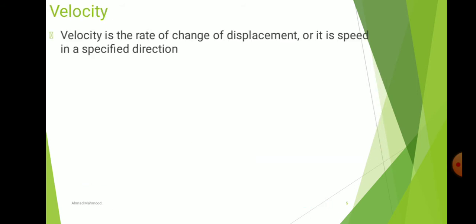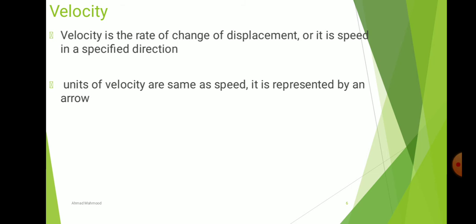Okay, then we have velocity. There is a difference between speed and velocity because speed is a scalar quantity, velocity is a vector quantity. Velocity has direction as well as magnitude. Velocity is the rate of change of displacement, or it is speed in a specified direction. Units of velocity are the same as that of speed, but it has an additional thing, which is the direction shown by an arrow.